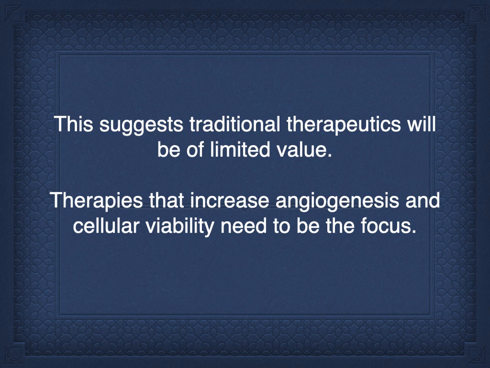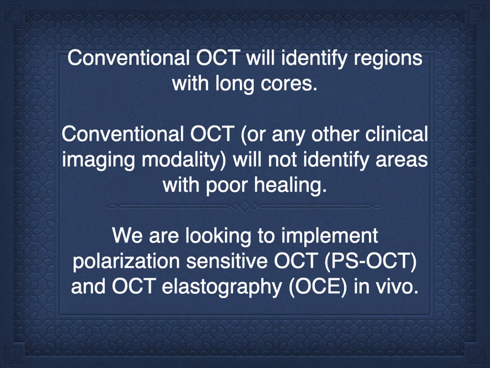So these areas are at risk for rupture. They're high-risk areas, and current therapeutics aren't likely to work. Just reducing the lipid in the plaque is not likely to reverse this process. You need to get blood vessels into that area and increase cellular viability. Currently, conventional OCT can see the long cores, but it won't see poor healing, just traditional OCT. We're looking at PS-OCT and OCT elastography as examples.